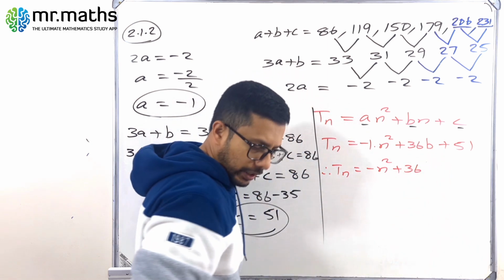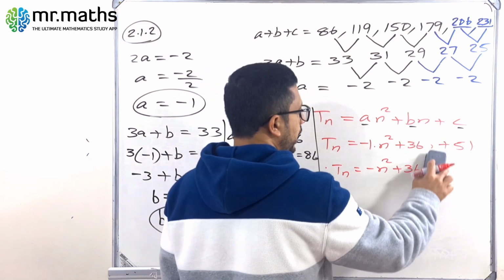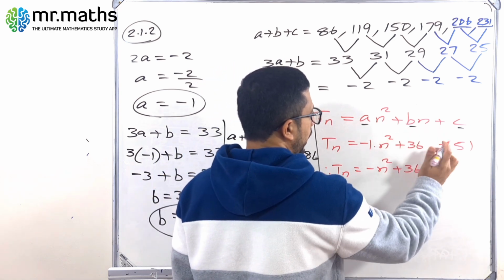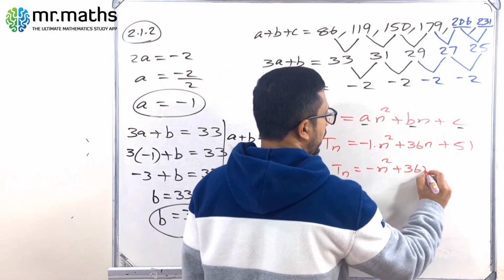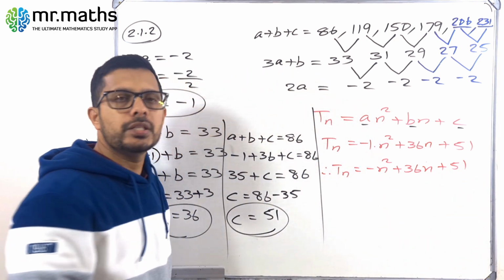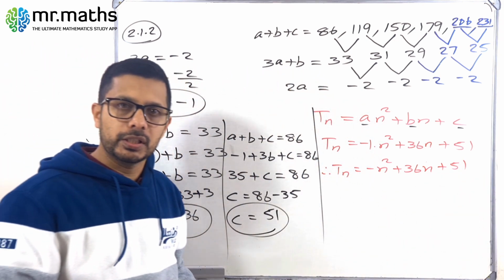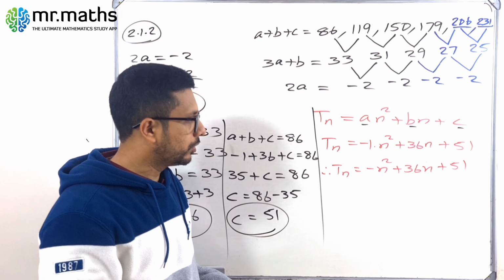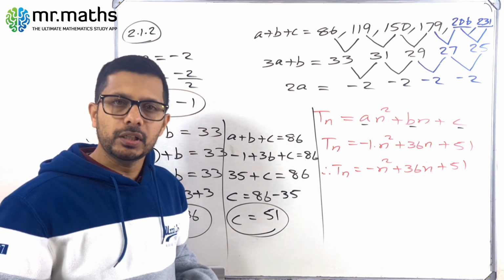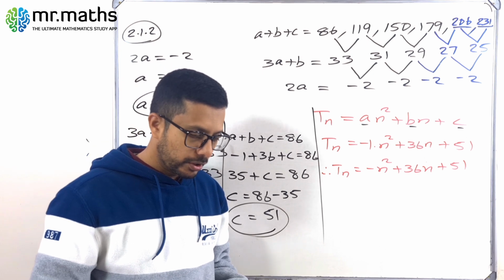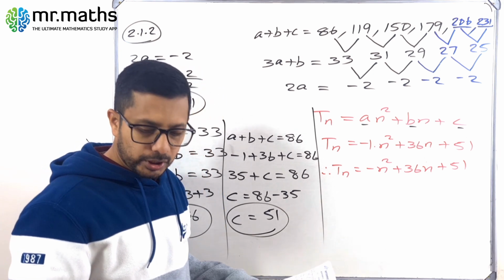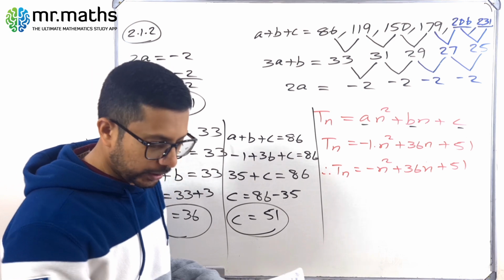Sorry, this is n. B is 36, then n. 36n plus 51. So that is the general term for this sequence, this quadratic sequence. Tn is equal to minus n square plus 36n plus 51. Okay, so that is question number 2.1.2. Now let's move to the next question, 2.1.3.